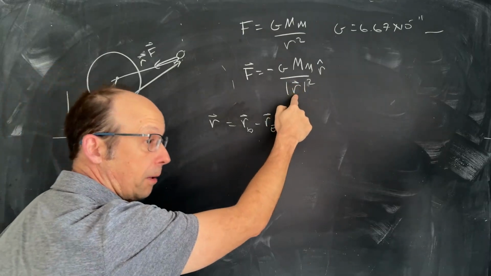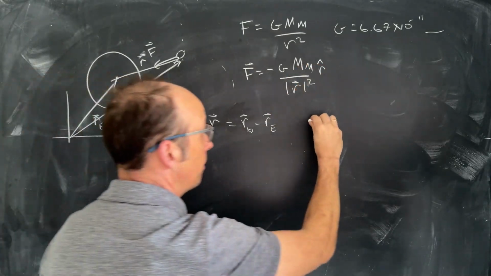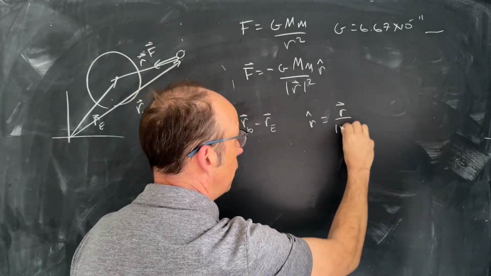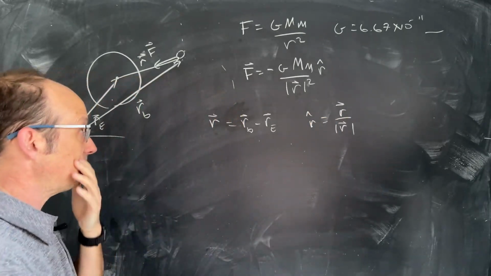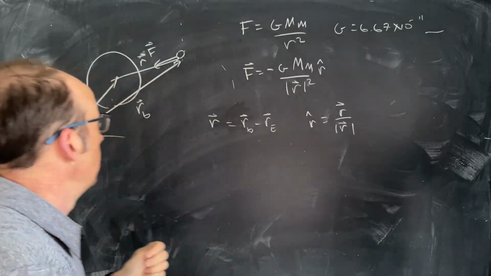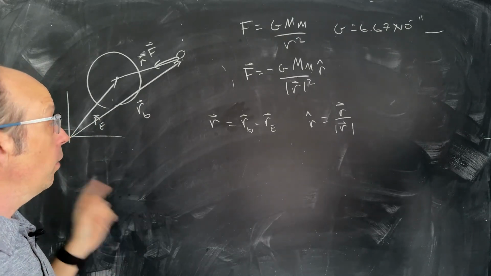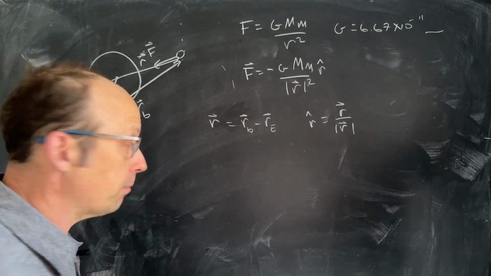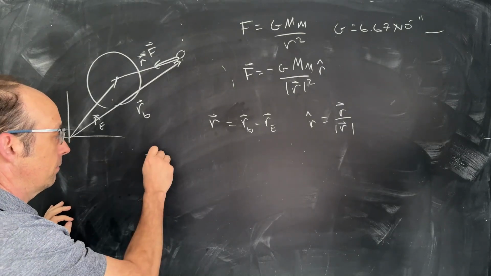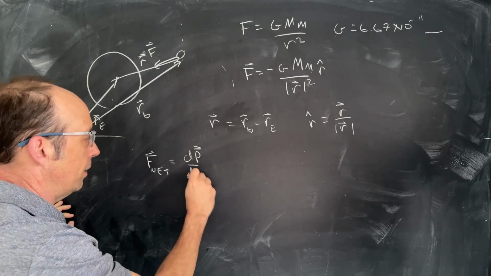I'm going to need to find the magnitude of that vector, and then I need to find the unit vector. So remember, the unit vector r hat is the vector r divided by the magnitude of r. So I can find that gravitational force on my mass. But what do I do with it? What do I do with the gravitational force? Well, here's where we can use the momentum principle. This says that the net force on an object is the rate of change of momentum.